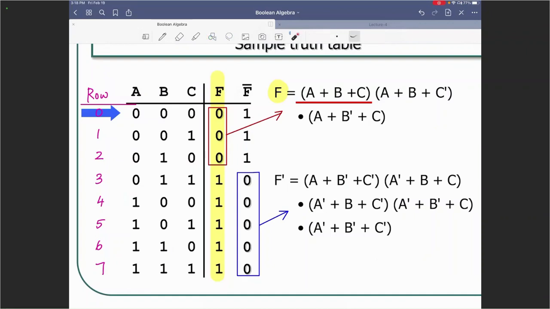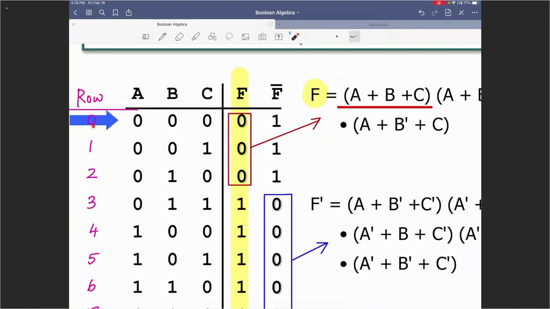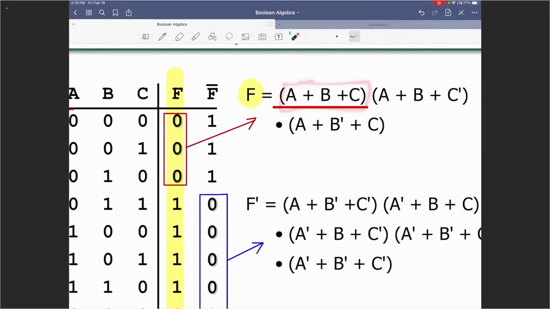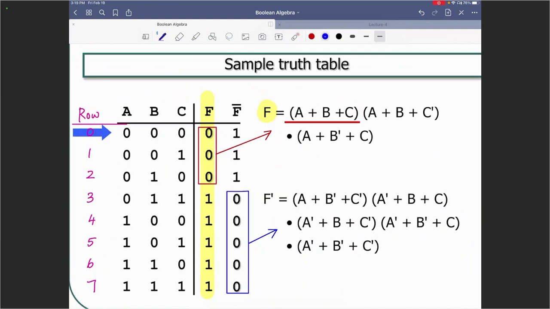Let me just talk about how we got this. If you look at the 0th row where there is a 0, if A is 0 or B is 0 or C is 0, F is 0. That maps to a sum term which is A or B or C. And the second 0 and the third 0. So you've got 3 sum terms that are being ANDed in that canonical product of sum expression.